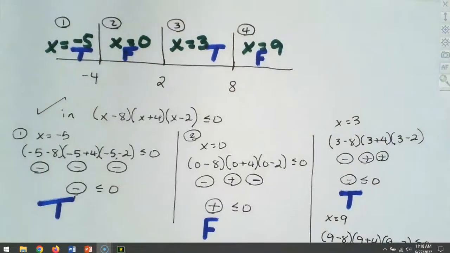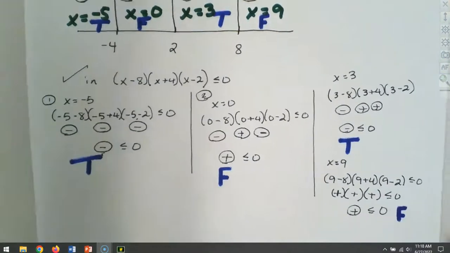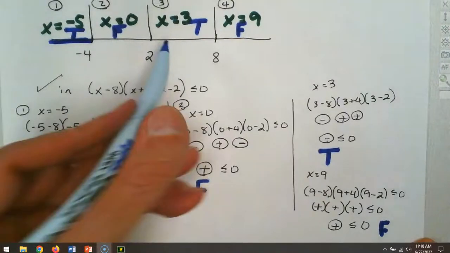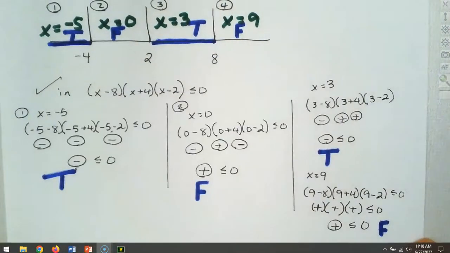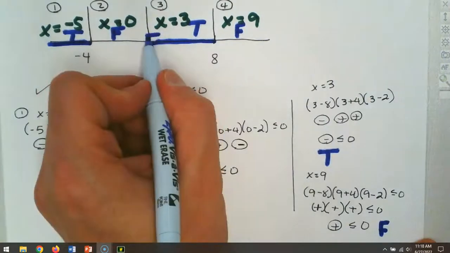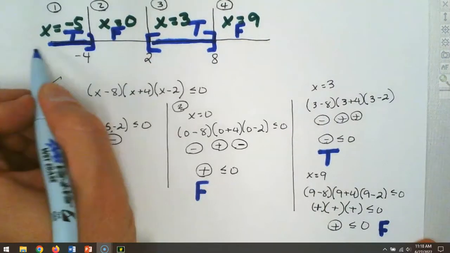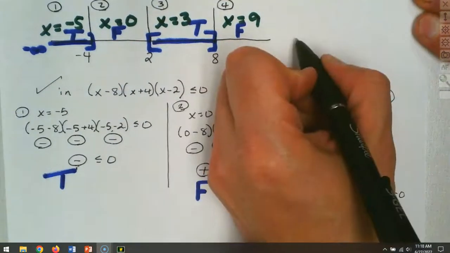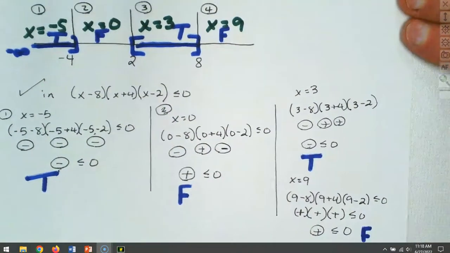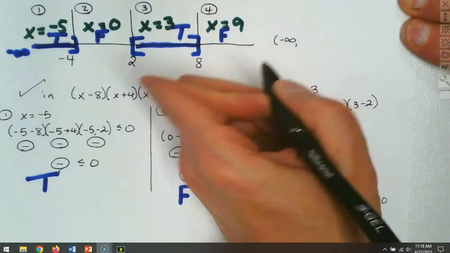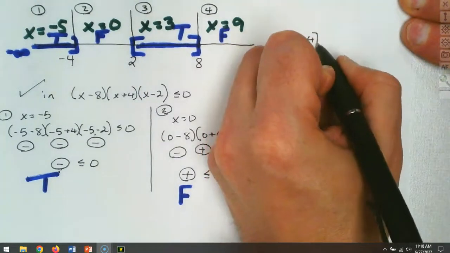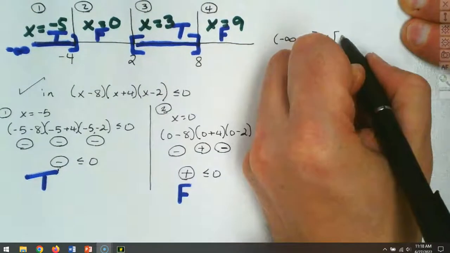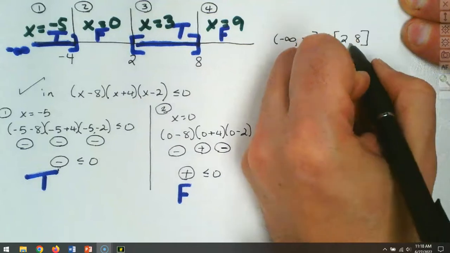Okay, now what do we do? We've got it all labeled, true and false here. So we go back up and we shade where it's true. So it's true here, and it's true in here. We have a less than or equal to, so that's why we're going to use square brackets. And then what does my answer look like? Well, our answer in interval notation is going to look like negative infinity, comma, negative 4, with the square bracket, U for union, 2 to 8, also with a square bracket.